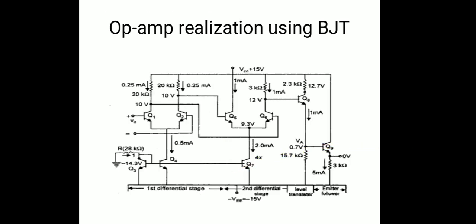And this is the op-amp realization using BJT and justifying the block diagram. That is, we are having two differential stages, differential stage 1, 2, level translator and emitter follower circuit. So in all, we can see how many BJTs are employed to make one operational amplifier.